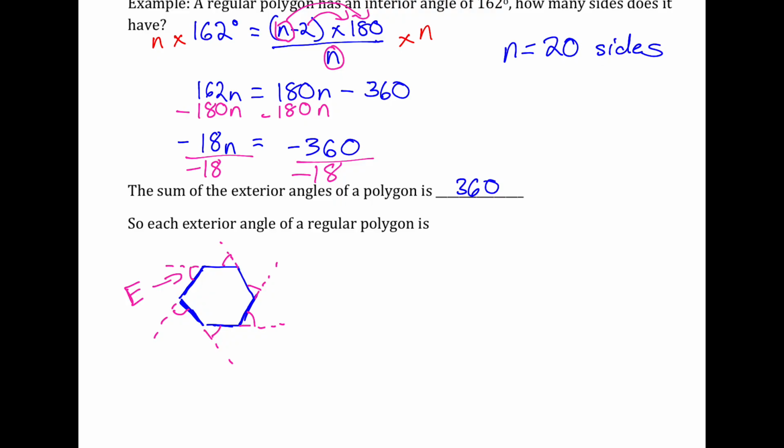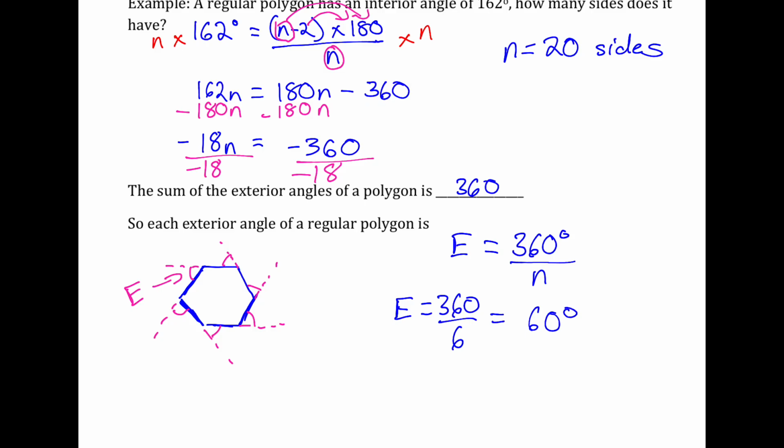So each one is going to be E equals 360 over n. So we just take 360 and divide it by how many sides? So for this particular example, E is equal to 360 divided by the 6 sides that this hexagon has. What is 360 divided by 6? Well, it's 60. So I know each of these has to be 60 degrees.